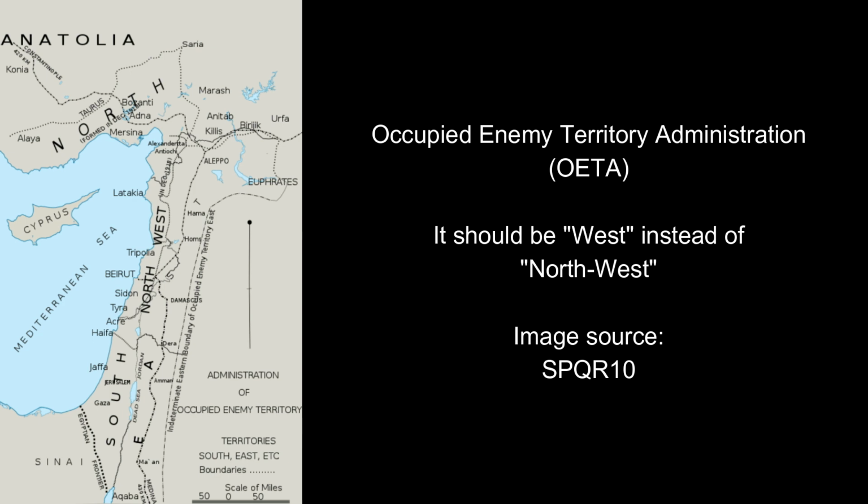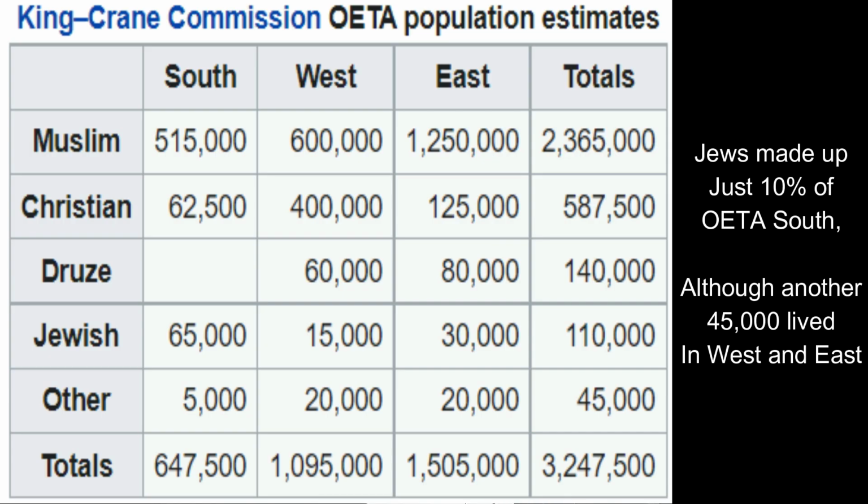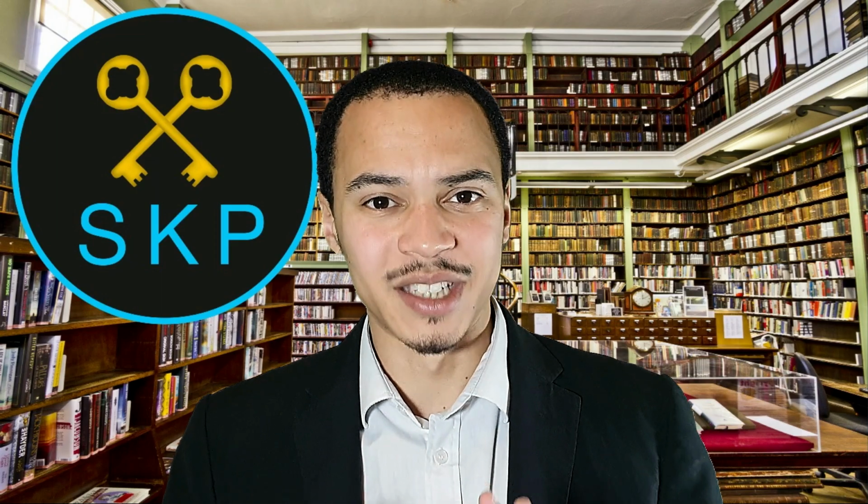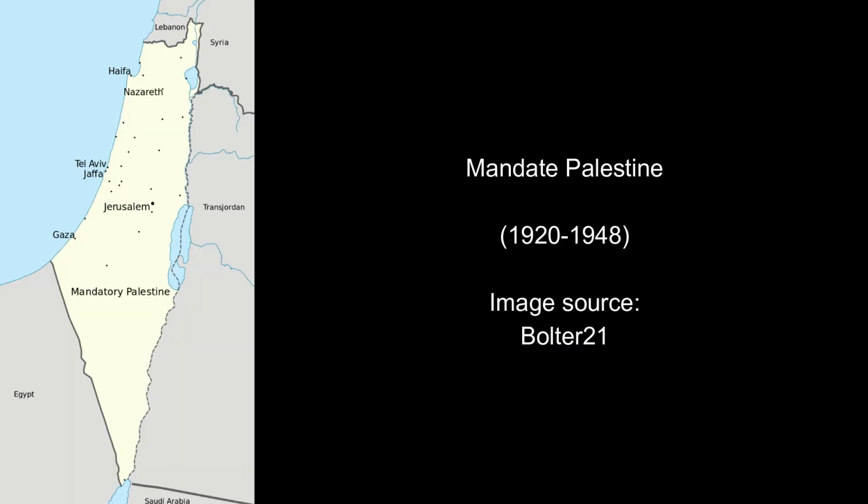Now what we're going to mainly focus on here is the OETA South, and this is what comprises most of the state of Israel / Palestine today. Although the northern part of what's today Israel was taken up by OETA West. So within OETA South, you had just 10% of the population there being comprised of Jews, and you also had a number of Jews, although much less, in East and West OETA. However, this would all change, and you had in 1920 the setting up of the Mandate Palestine. So this now would comprise what we today think of as Israel / Palestine.